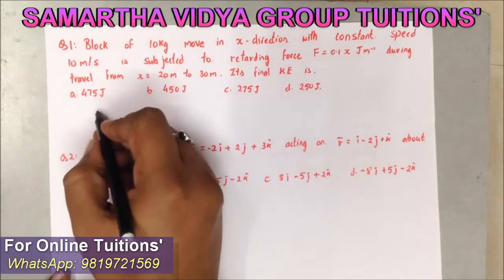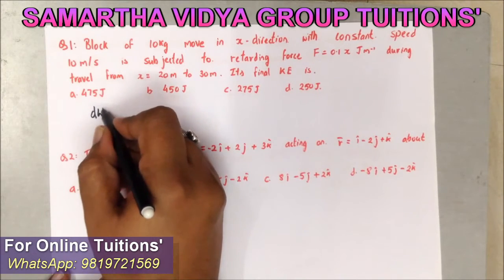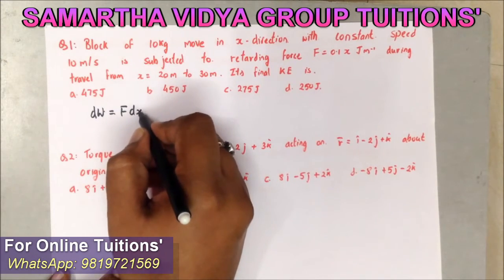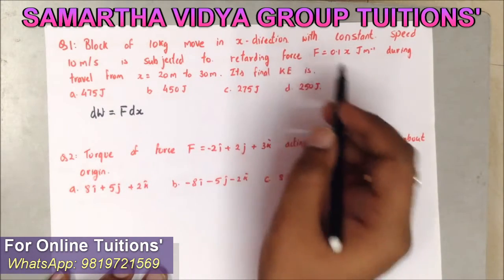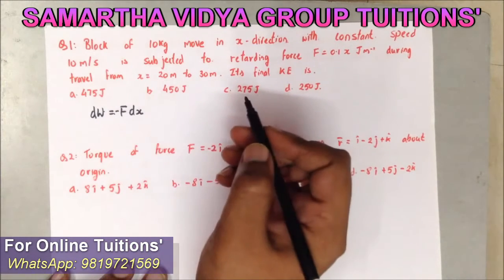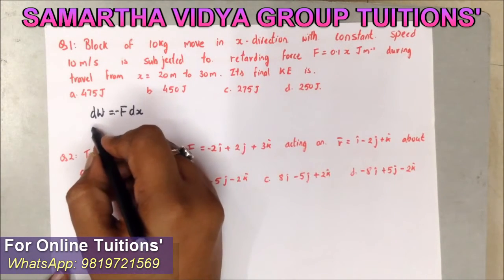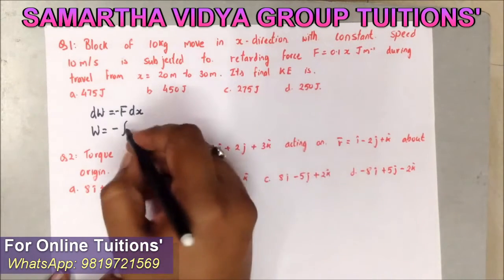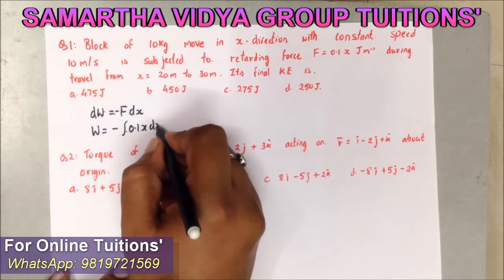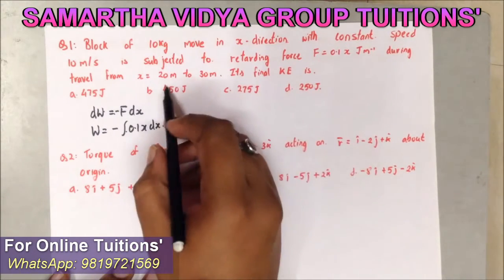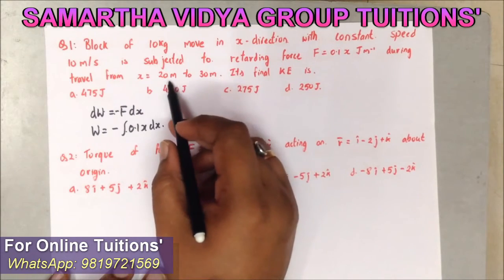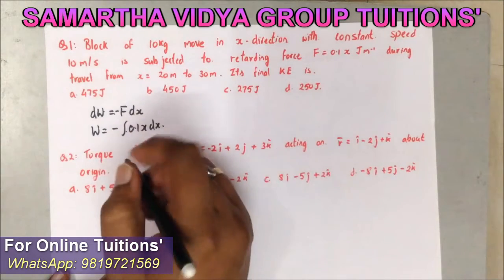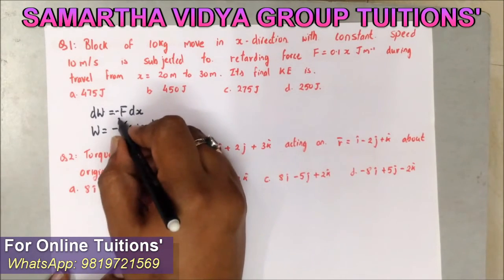So we know that the work done dW is nothing but the force applied times the displacement. Since it is a retarding force, it's going to be minus F dx. So your W is nothing but the integration of F dx, so F is 0.1x dx. Here we need to understand that the displacement considered is from 20 to 30, because in that particular duration of traveling the force is applied. So it's 20 to 30.